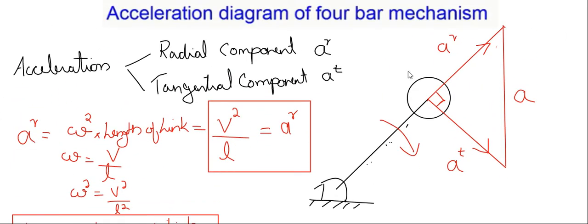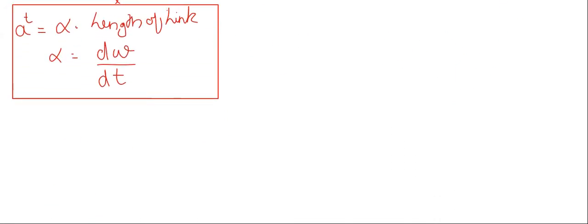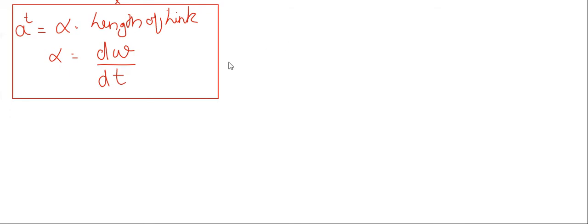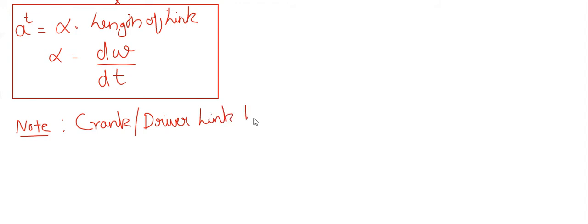Now when we apply this to a 4-bar mechanism, there is a peculiar nature. If you consider a 4-bar mechanism, the crank is always given a constant velocity either in RPM or in radians per second. All the questions will have that. So always you have to note that the crank, or in a 4-bar mechanism what we call the driver link, has constant velocity.